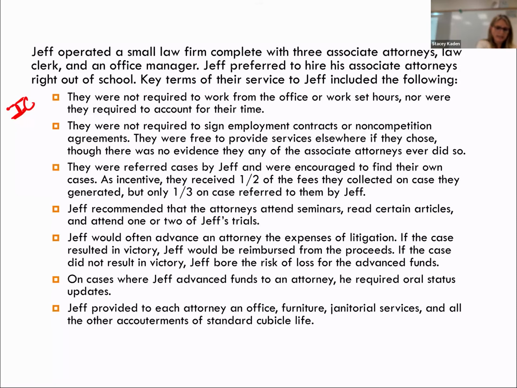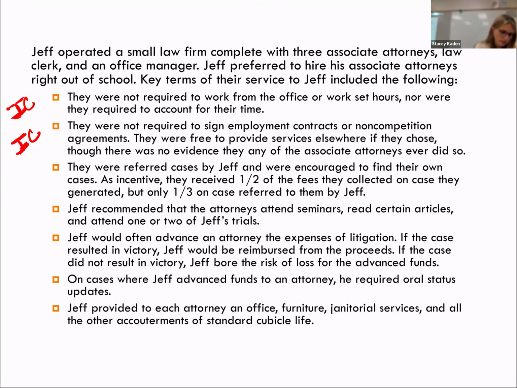They were not required to sign employment contracts or non-compete agreements. They were free to provide services elsewhere if they chose, though there was no evidence that they ever did so. Employee or independent contractor? Independent contractor. It would help our case that they were an independent contractor if they had looked for other employment.